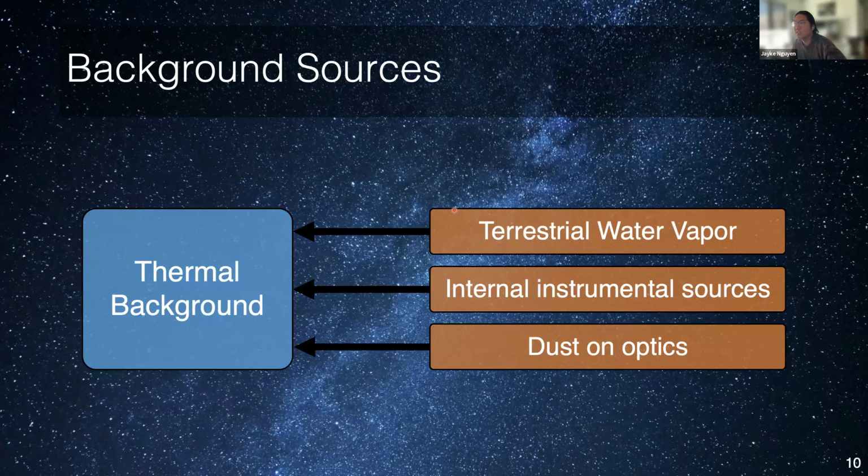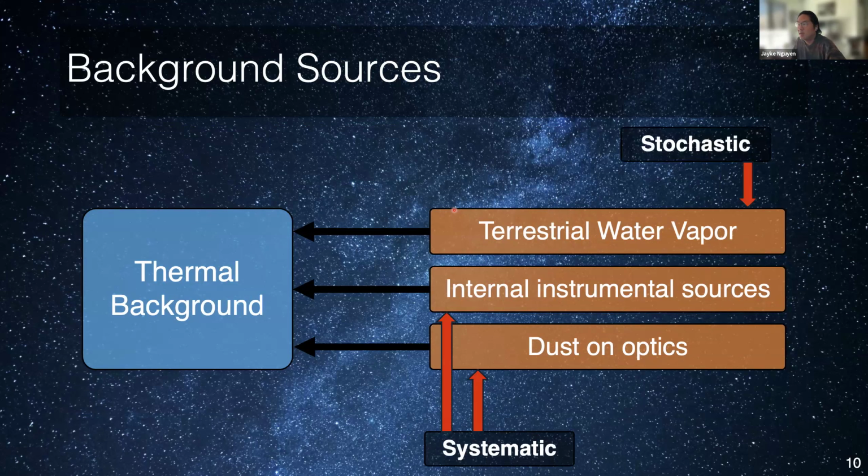And so what people expect right now is that the thermal background comes from three primary sources. How much each of these sources contributes to the thermal background is the big question that people wonder. So we have terrestrial water vapor, as I was talking about before, but you also have these internal instrumental sources, and you have dust on the optics, right? What's important to know is that two of these things are within our control. These are systematic things that we can control for. But one of them is something that's out of our control. So in our post-processing, we better do our best to deal with all these systematic issues.